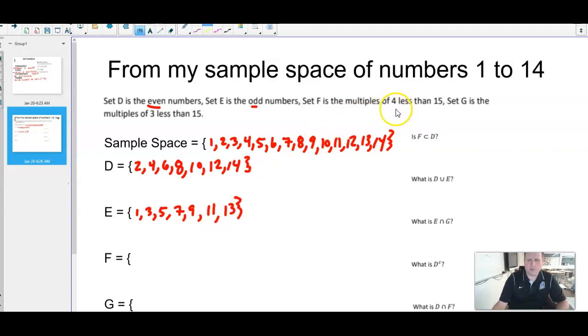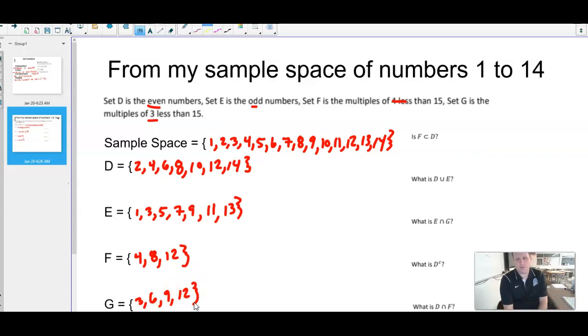Set F is the multiples of 4 less than 15. A multiple of 4 is anything divisible by 4: 4 times 1, 4 times 2, 4 times 3, and so on. So this would be 4, 8, and 12. Then set G is multiples of 3 less than 15. So 3, 6, because 3 times 2 is 6, 9, and 12, and that's it, because 15 is outside of my sample space.